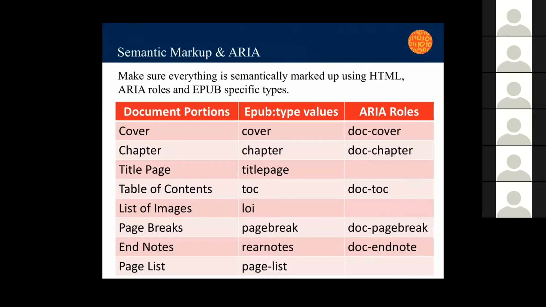All right, let's get on to semantic markup and ARIA. Make sure all of your content is marked up semantically using either HTML, ARIA roles, or EPUB-specific types. Here is not an exhaustive list. This is just a sample of some of the more common document portions of your document that you may encounter: a cover page, for example, chapters, title page, table of contents, a list of images, with the corresponding EPUB types, what their values would be, and then associated ARIA roles.